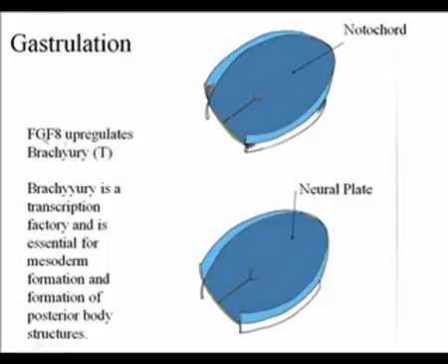In addition, fibroblast growth factor 8 is going to upregulate this gene brachyury T. And this is a transcription factor which is important for forming mesodermal components. So for the formation of mesoderm and structures in the posterior body wall, we need this brachyury to form.